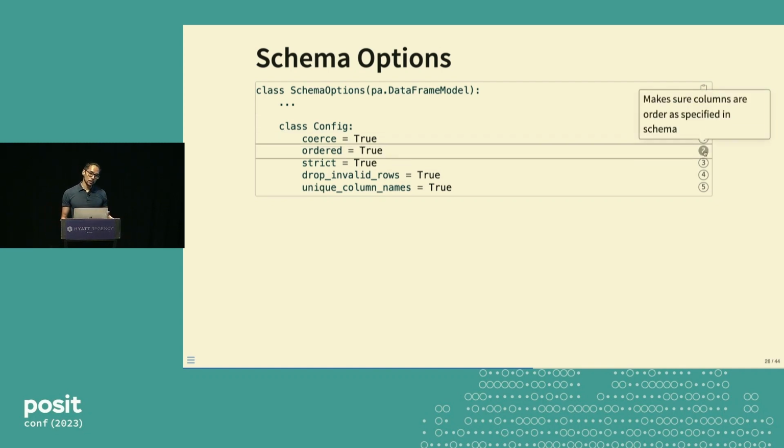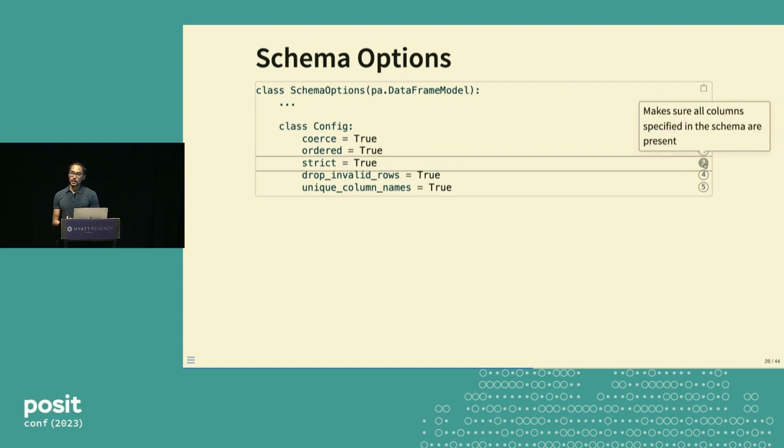If you say ordered is true, then the raw data coming in needs to be in the exact same order as you specified in the schema. This is important to some people. Strict allows you to say, hey, I want to raise an error if there are random dangling columns in my data that aren't specified in my schema. I can actually say strict equals filter, and it'll remove those columns.